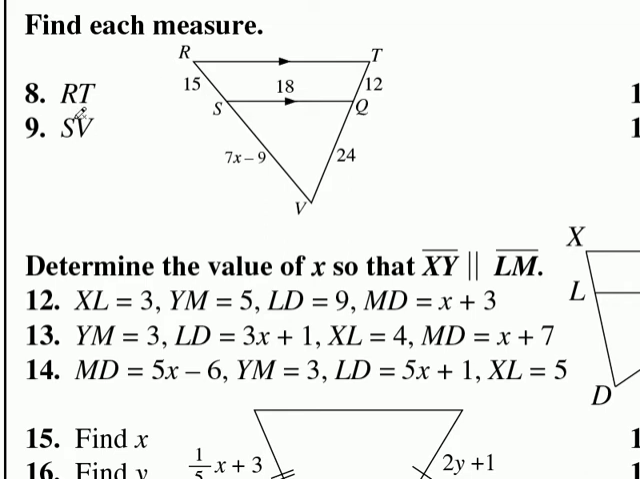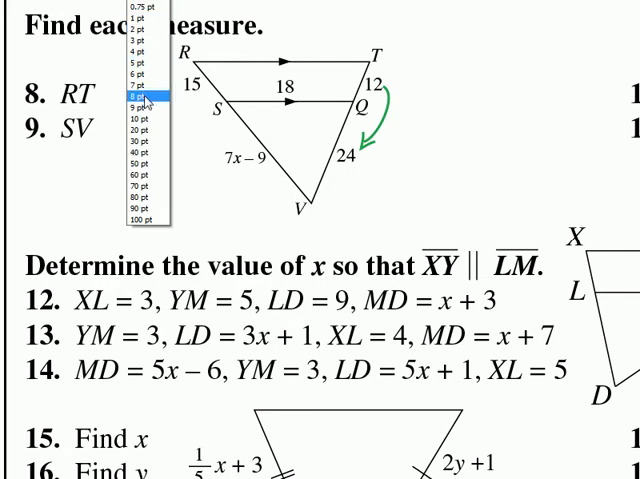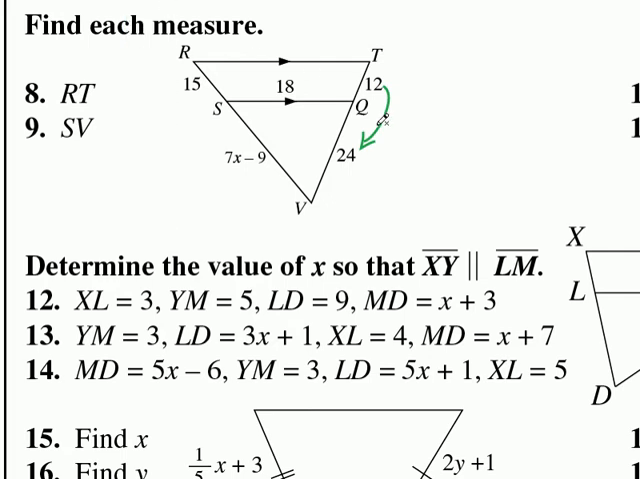So let's do this. Let's find SV. What we can do is, let's do the scale factor like this. Let's make this a little bit smaller. 0.75. There we go. All right, so let's compare it like this. If I have two parallel lines in this triangle like this, I can compare this one to this one, and 15 to this 7x minus 9, and that's what I would do right there. So what is the scale factor?